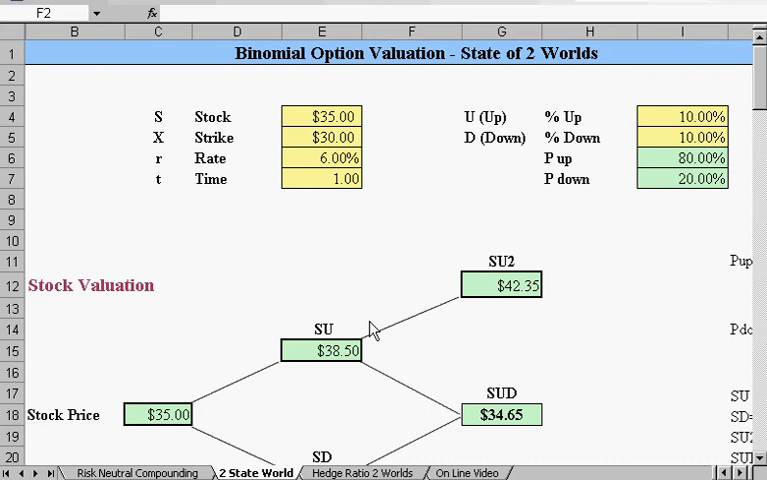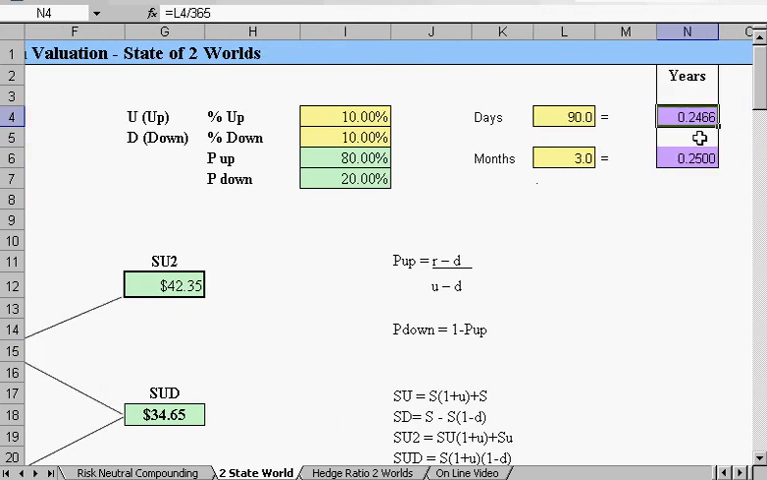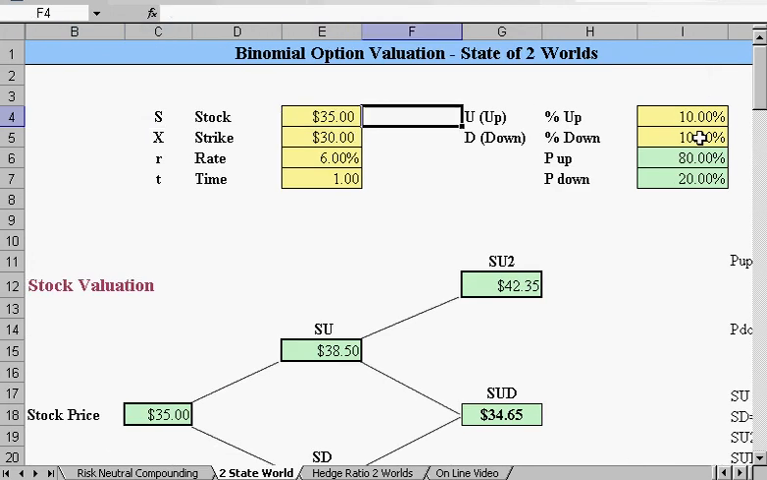We're going to take a look at binomial option valuation using state of two worlds. Here's our data: stock, strike, risk-free rate, time. We can help calculate time by coming over here. If we know it's 90 days, that will be divided by 365. In this spreadsheet, we're going to work with 1 year for simplicity.